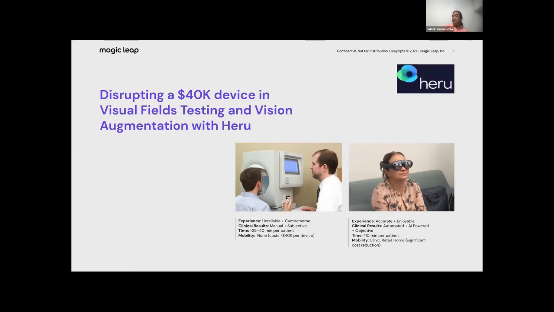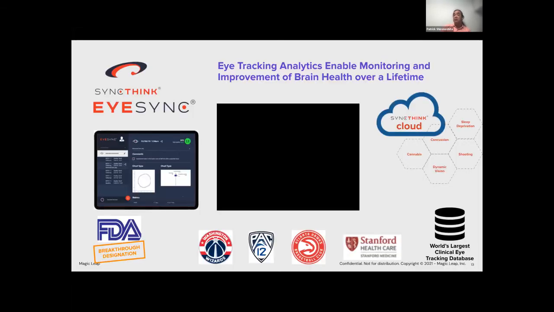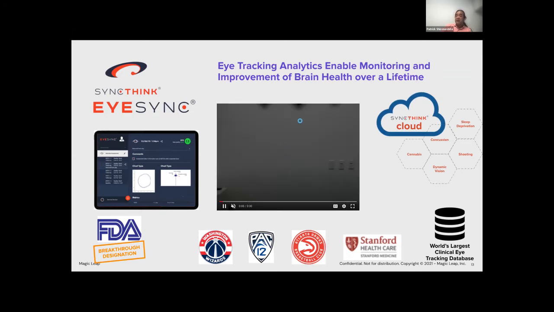A couple other use cases on the diagnostic side, we're partnering with a company called Hero about visual fields testing in general ophthalmology applications. And we're partnering with a company called SyncThing. One of their main CMOs is at Stanford, and we're partnering with Stanford Sports Performance in doing some of this work, which is about using eye movements to diagnose things like concussion and traumatic brain injury and a few other things like that. So eye tracking and eye analytics is actually quite an important part of what we can do.